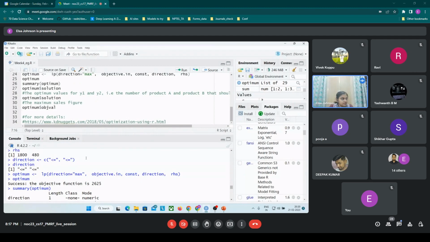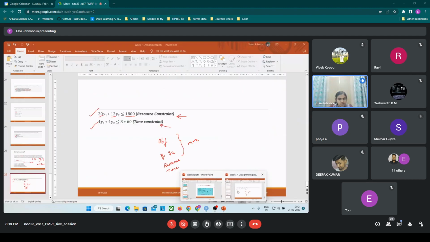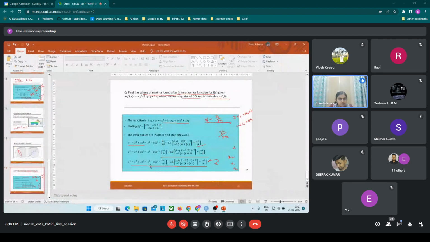So till now, is it fine? I think your present assignment also had similar problems, and I think one problem was for gradient descent, but a similar problem we have also solved. Is anyone having any doubt? I think a similar problem to this one is also there. So is it clear for everyone?